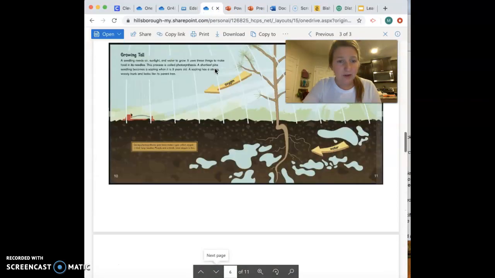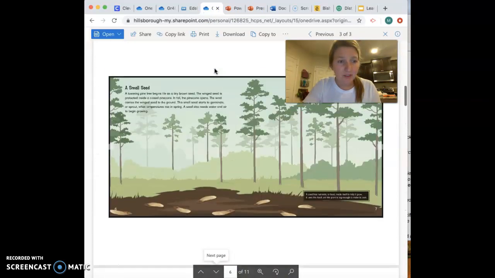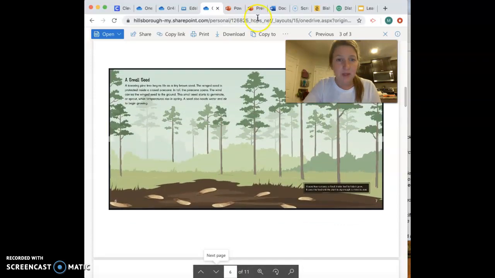All right, so we are going to start today on page 6. Now, I know you already read this, but we're going to be reviewing it today just for the purpose of recording the steps of a seed becoming a pine tree. So as I read, I'm going to be one, looking for those signal words, and two, thinking about what the steps are in a seed becoming a pine tree so that I can record them in my graphic organizer. Okay, so track along with me as I read on page 6.